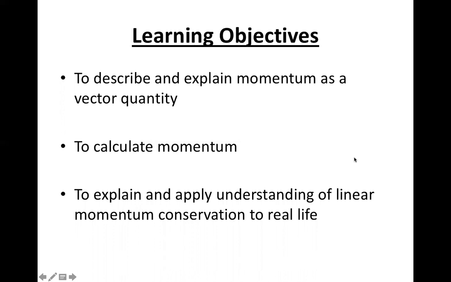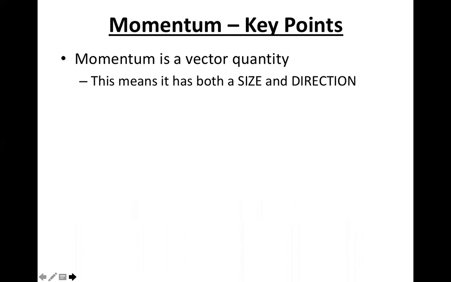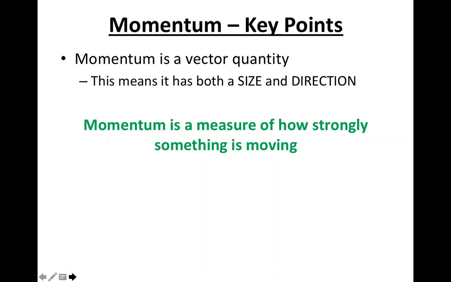So we're going to describe and explain momentum as a vector quantity, and we're going to calculate momentum. Those are the two main things we're going to do today. Key points: momentum is a vector quantity. It has both size and direction, magnitude and direction. Momentum is a measure of how strongly something is moving. Momentum equals mass times velocity. So I have the concept of speed inside and I have mass as well. The unit is kg meter per second.